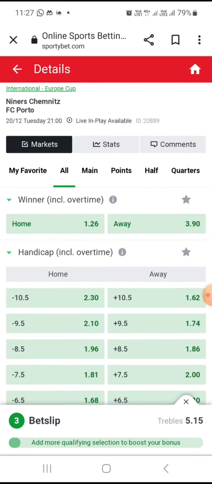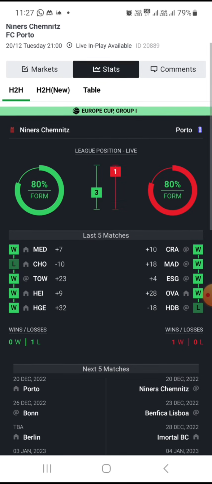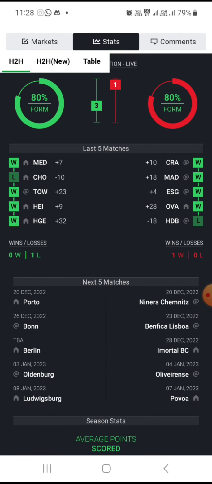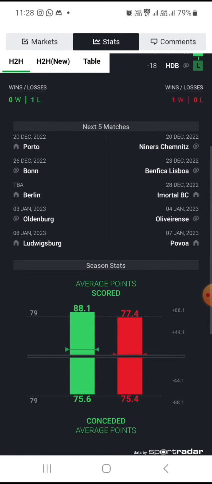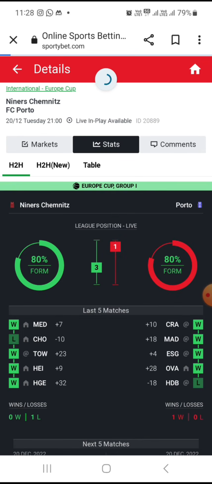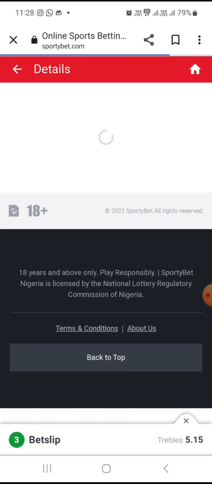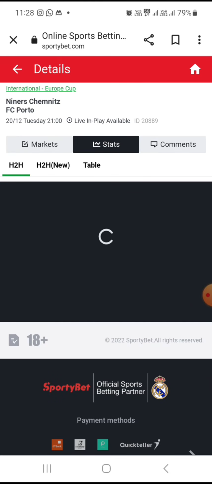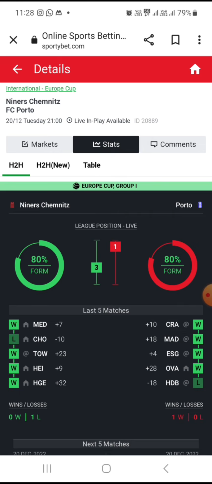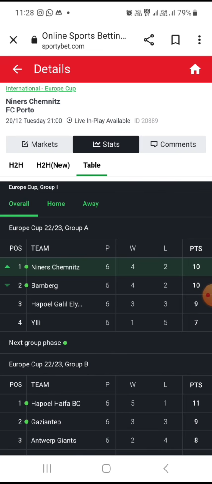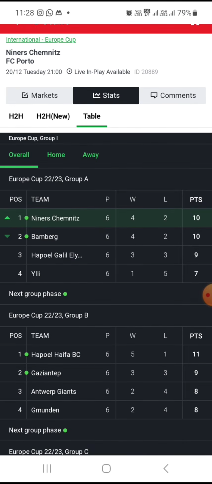Now let's go back to our statistics. When you go to the statistics, both of them are informed. Understand? Both of them are informed. But because this is an international match, you cannot see the head-to-head here. You cannot see head-to-head figures of the last matches. So for you to play this game, you have to go to H2H new. Sometimes you still need to go to the table and check some things. See, they have 10 points here.